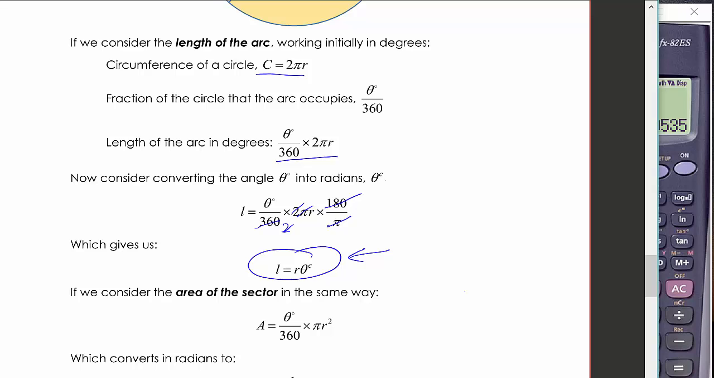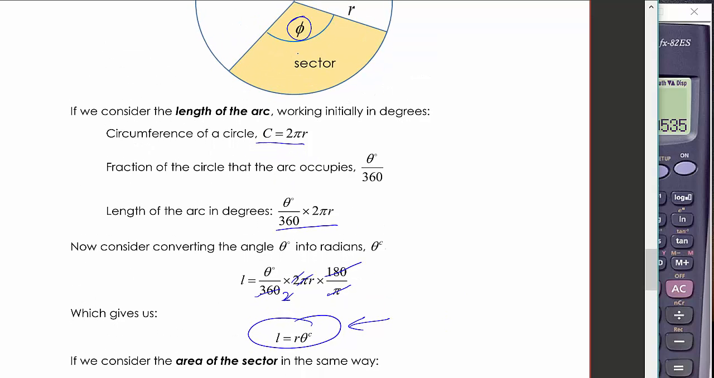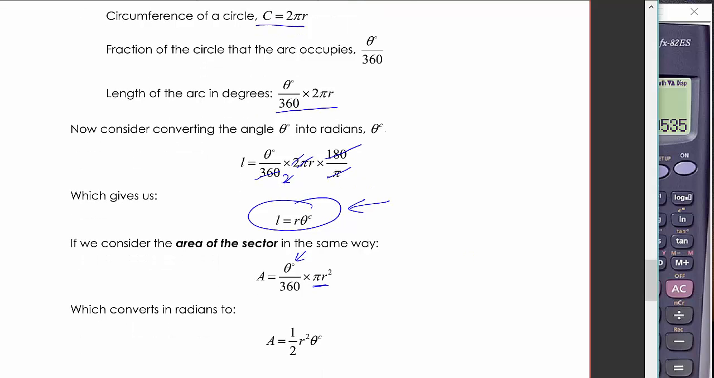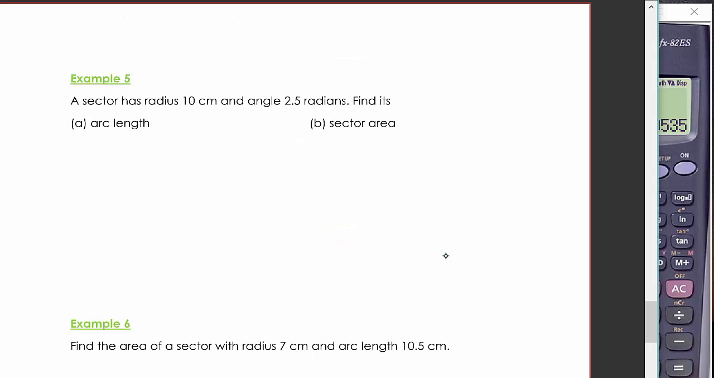The area of a sector, in the same way, well, I've actually called this angle phi here and it's called theta here, but don't worry about that. It's the same idea. It's the same fraction of the entire area, which is pi r squared. And if you do the same thing, multiply by 180 over pi, what you get is a half r squared theta. And I've put the circular measure there, c, just to distinguish it from the degrees. So again, very much simpler formula, half r squared theta.